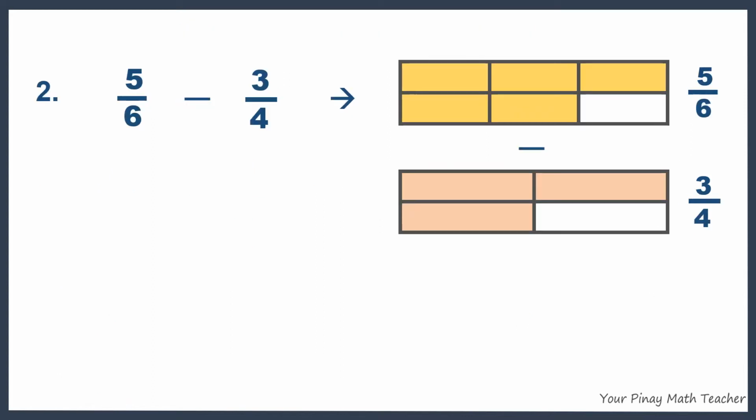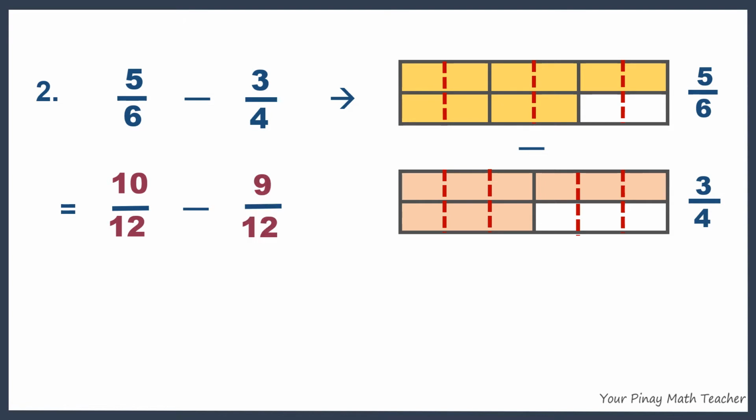Number 2, 5/6 minus 3/4. In the first figure, we divide each part into halves, and in the second figure, we divide each part into thirds. Both figures have 12 equal parts. So 5/6 can be renamed as 10 out of 12, while 3/4 can be renamed as 9 out of 12.